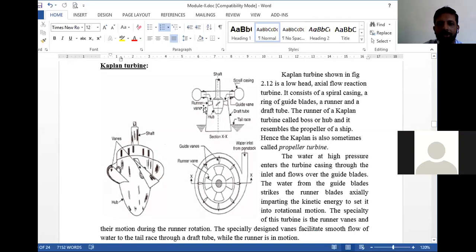So if you look at this, there's a shaft at the center. Guide blades next outside, then going outside from the center to the periphery, we have the guide blades, then concentric to that.